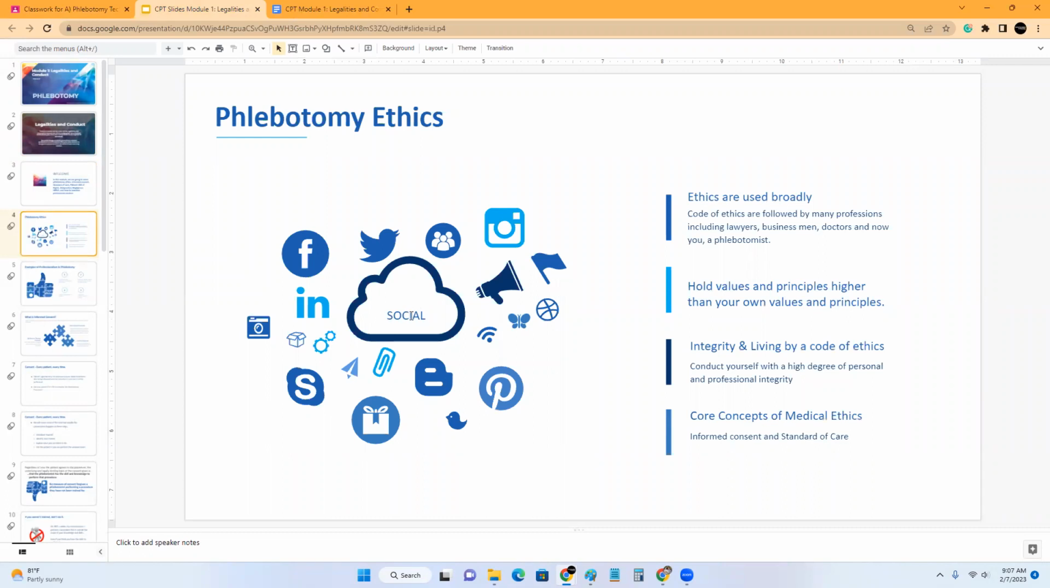Phlebotomy ethics. Anytime ethics are involved in healthcare, it's really important to know what this means. Ethics are used in almost every career field, not just healthcare, but it's super important for you in healthcare to be aware of what these things are. Lawyers, businessmen, doctors, and now you as a phlebotomist or a new phlebotomist will need to know what these codes of ethics are. Holding yourself to values and principles higher than your own values and principles.